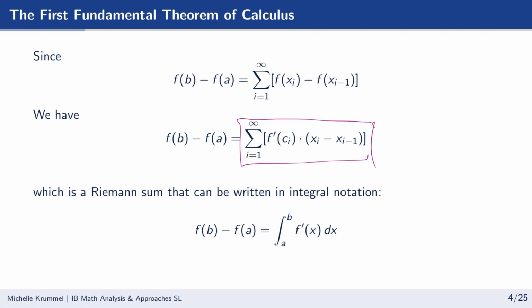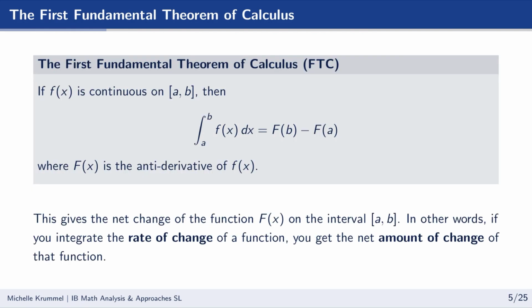Now we wrote it slightly different in the last lesson. We wrote limit as n approaches infinity, and then we summed from i equals 1 to n, but it's going to produce the same result here. So we have f of b minus f of a being the net change of the function f of x on the closed interval from a to b equal to the definite integral of f prime of x dx. So this gives us another way to interpret a definite integral. And it leads us to the first part of the fundamental theorem of calculus.